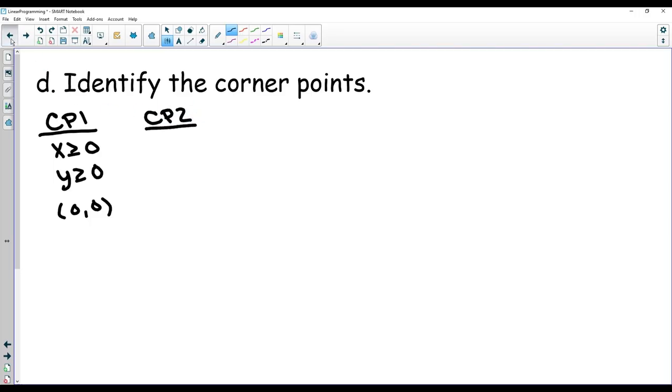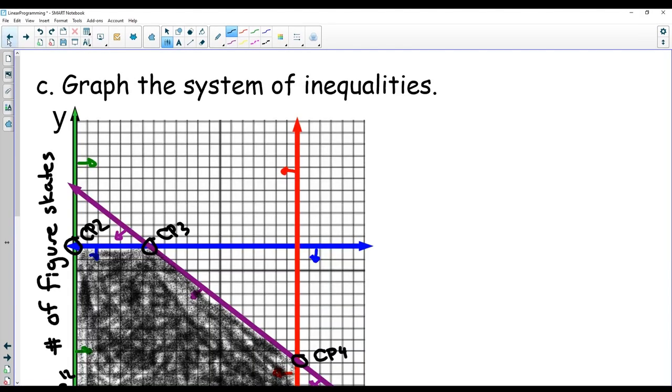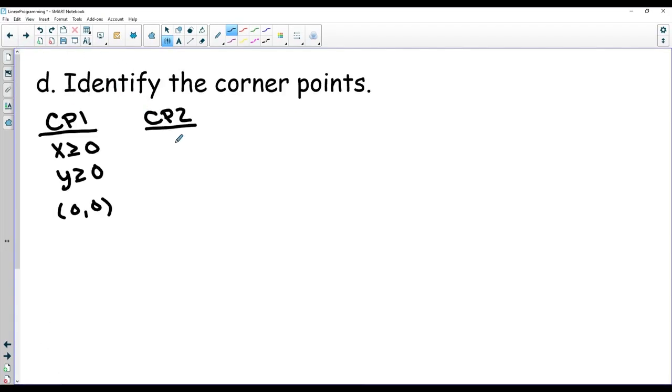Corner point 2, if we look back for a second, was where the green and the blue lines met. So the green was x is greater than or equal to 0, and the blue was y is less than or equal to 45. So this is another easy one. Our corner point number 2 is 0, 45.